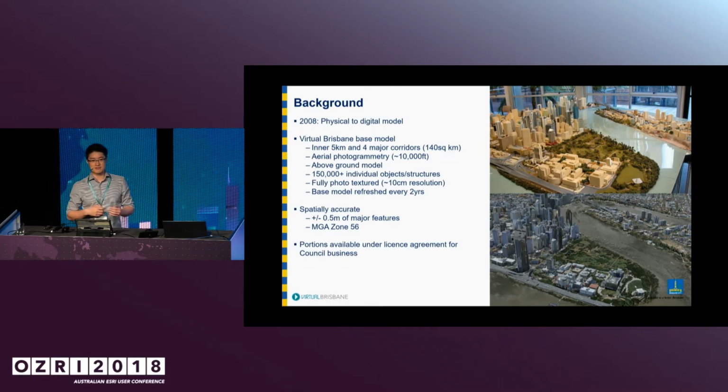But in the interim, we'll keep it up to date with major developments, with applicant-supplied models or with models we've generated ourselves. It's a spatially accurate model, accurate to about 0.5 metre. And I note that I'm quoting these resolution and accuracy items here. They're covering the entire model. So within the key areas such as the CBD and centres, that's probably conservative, but that's covering the entire model. And it's in MGA Zone 56. Portions of the model can be made available externally under a license agreement for council business as well.